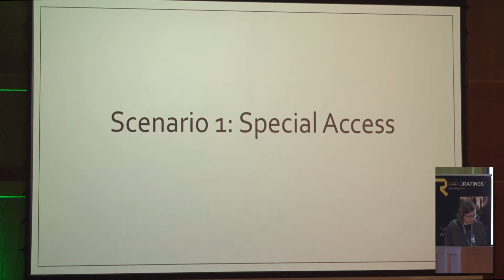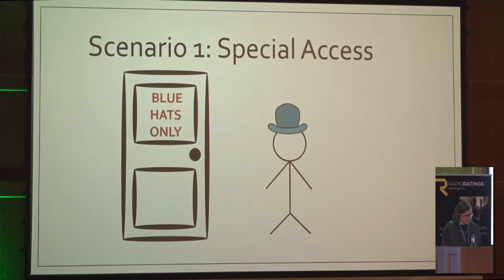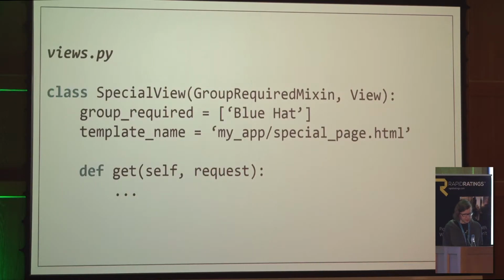For our first scenario, let's look at how we can use groups for special access. One of the simplest ways to utilize groups in our app is to use them to grant certain users access to certain parts of our app, depending on what group they're in. So this could be like a premium user or an admin or someone who needs to see parts of your website that others can't. So how does this work?